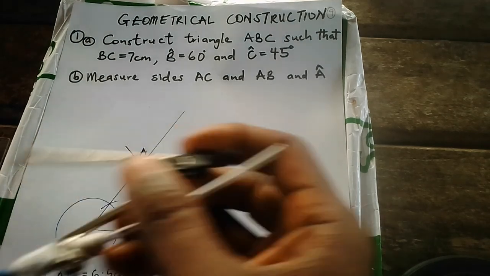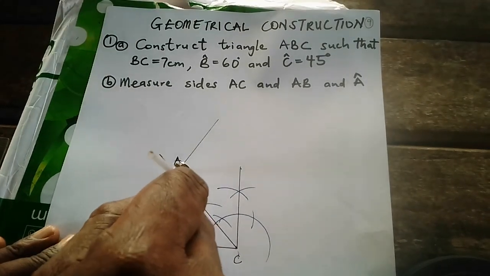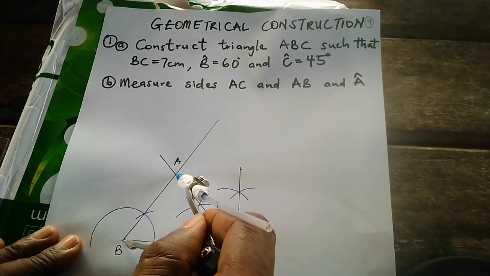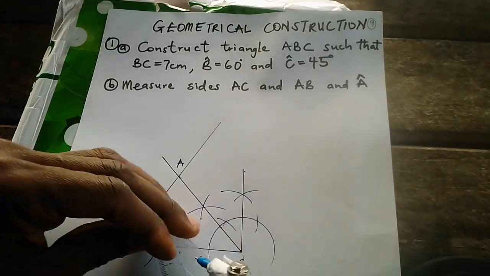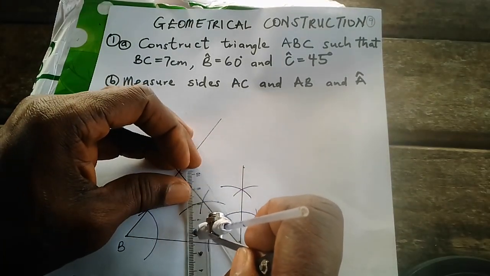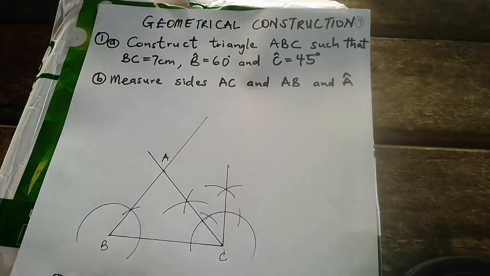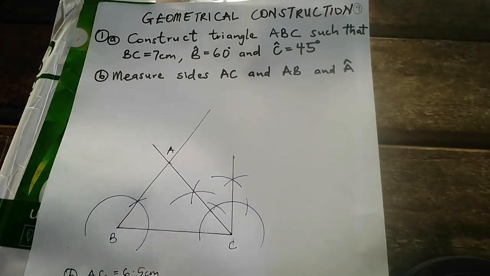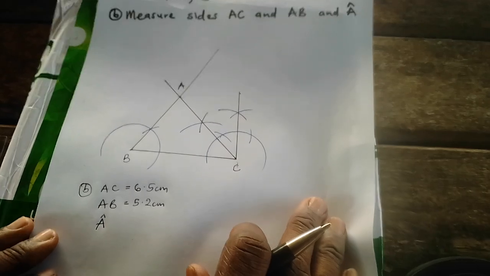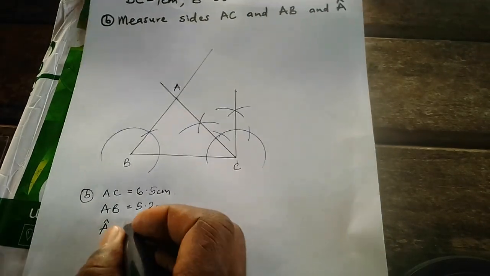So I'll put the pin of my compass at one end of the line and put it at this other end. Can you see? So you now place it on your ruler. So this is 5.2 centimeter. So my AB is 5.2 centimeter. Then we are told to measure angle A.